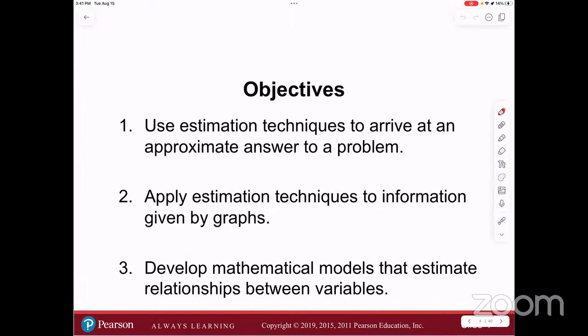So some objectives here. We like to use estimation techniques to arrive at an approximate answer to a problem. Apply estimation techniques to information given by graphs. We like to develop mathematical models that estimate relationships between variables.